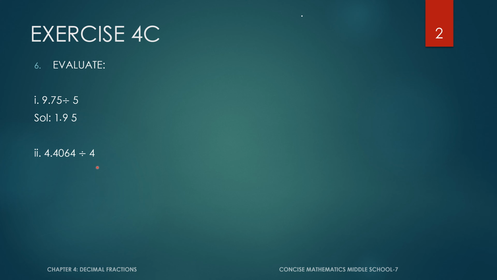4.4064 divided by 4. Even here you can just neglect this decimal point, and imagine it as 44,064 divided by 4. When you divide it without this decimal point, this is what you get, 11,016. Now after this point you are having 1 2 3 4 decimal places. So just imagine a point over here and move it 1 2 3 4. So 1.1016 will be the answer.